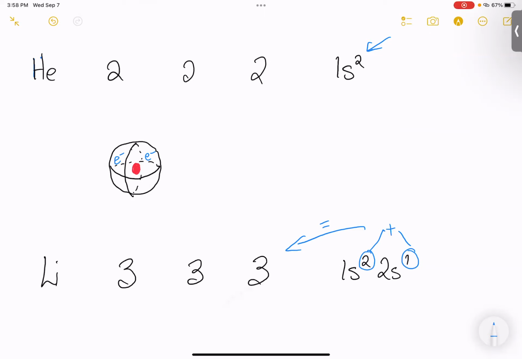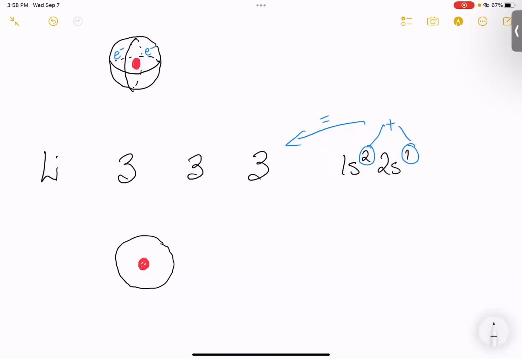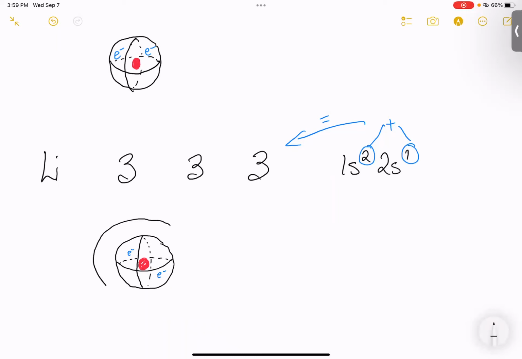Now this is where drawing gets more tedious. What it means, again, have your nucleus for lithium. You have the 1s, so the first shell away from the nucleus is spherical, and you will find 2 electrons in there. But then now we have moved on and we have a second spherical, because again it is an S shell.